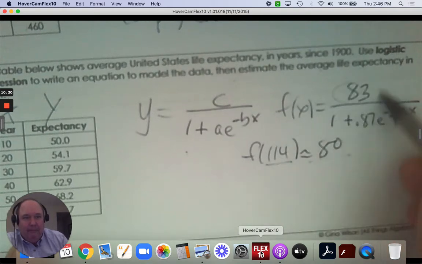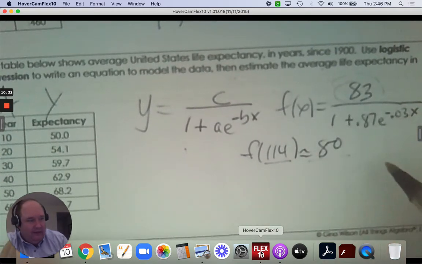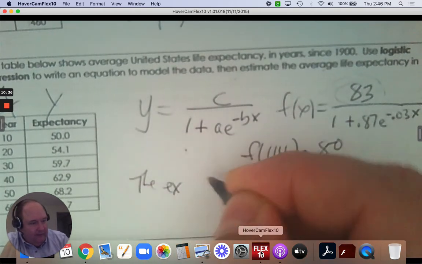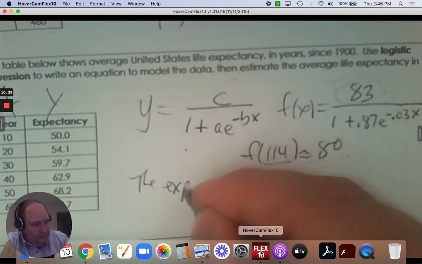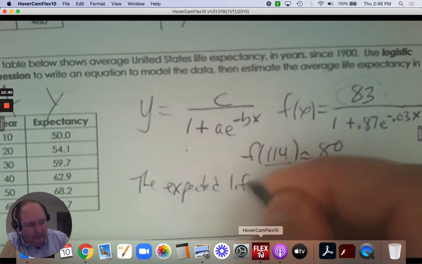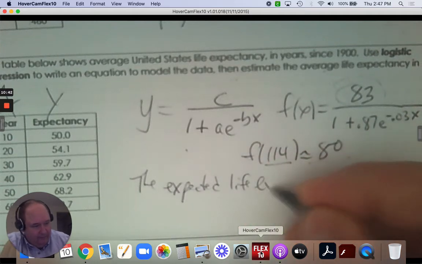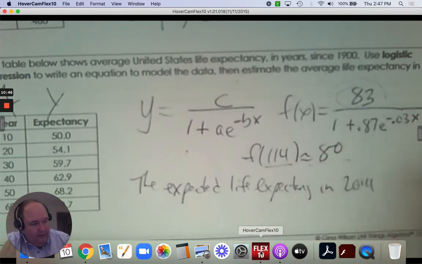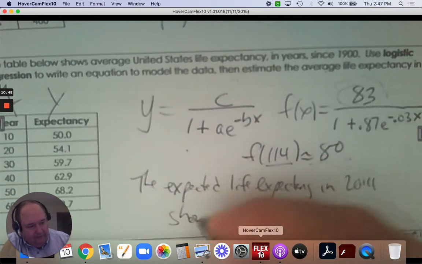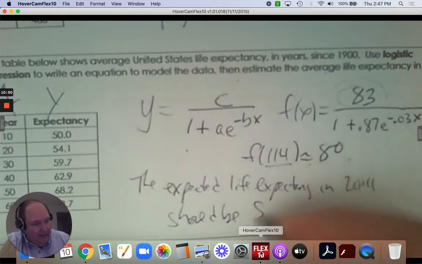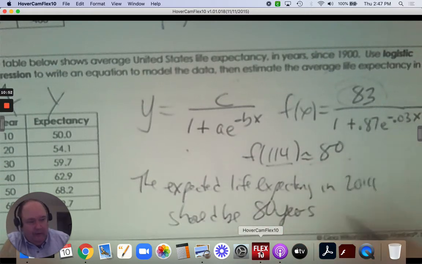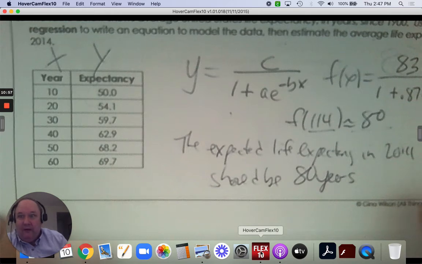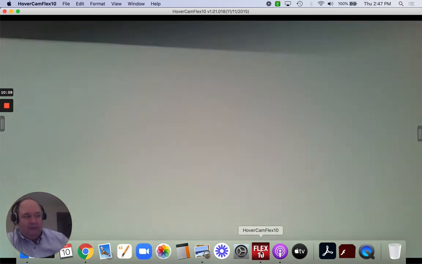Notice the cap in terms of life expectancy is 83. So the expected life expectancy in 2014 should be 80 years, which is well up from 50 years in 1910. 30 more years of fun. Turn the page.